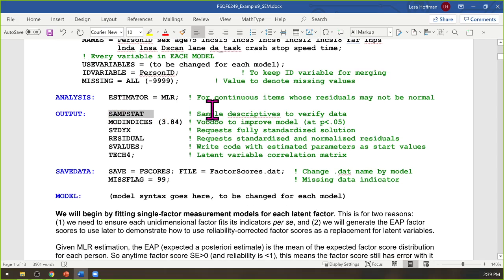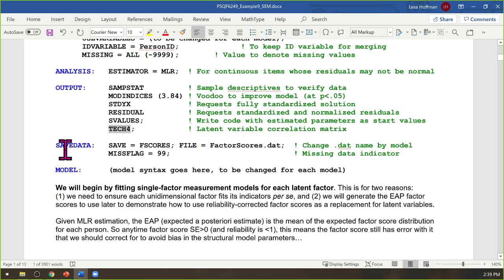I'm asking for descriptive statistics so that I can make sure that my variables are being read in correctly, modification indices, standardized solution, and local misfit. Tech 4 is to get latent variable correlations, which we'll use later on. And if I need to save factor scores, which I'm going to do for purposes of illustration, I'm adding this, which I don't think I've shown you before. By default, when you create a factor score file, Mplus also includes all of the items that went into the factor score, and it puts an asterisk for missing data, which then makes the data be read in as text when you try to read it into a package. And so you can change that by saying, no, please use a number instead of an asterisk to keep your items as read in as numbers instead of text. So that's just one new option right here.